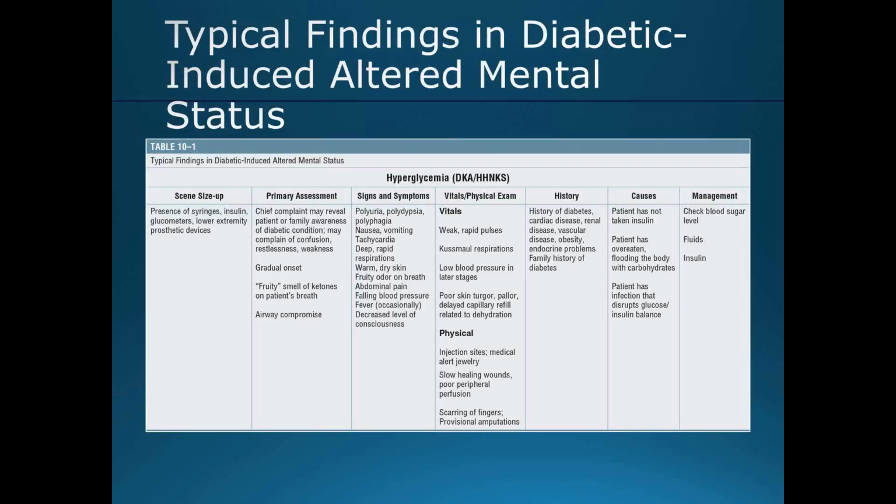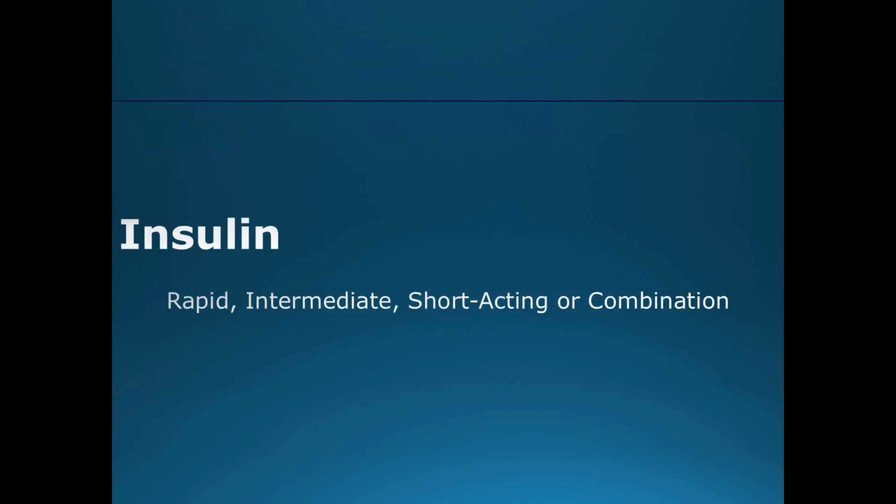So in the field, we're probably going to start with fluids, quite a bit of fluids with them, because oftentimes these patients are dehydrated because they've been peeing so much. On occasion, we may be able to give insulin to these patients. Generally in the field, we do not, but there are times when it's appropriate. So let's talk about insulin. There's 3 different types: the rapid, the intermediate, and the short acting, and those are just different time frames, how quickly they act and how long they stay active in the body.